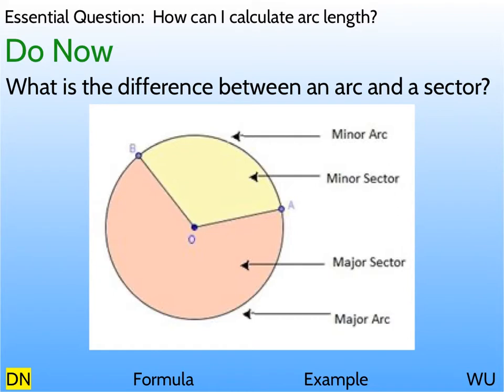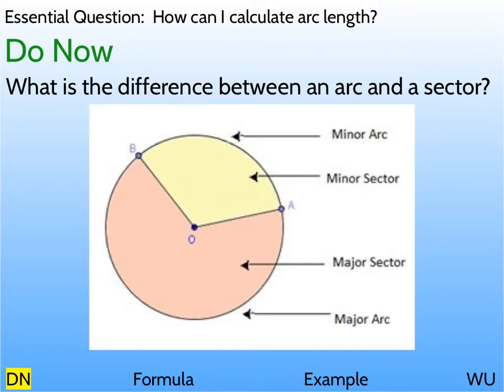Alright, so basically with these answers, it should be pretty clear that the sector is pointing to the inside. That's a major sector right there, and we'll get to the major versus minor in a second. This yellow piece is a minor sector. Now an arc is just pointing at the edge. So the minor arc right here and the major arc right here are just the edges around the circumference.